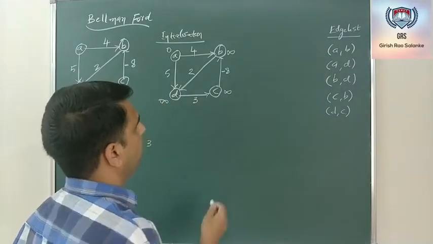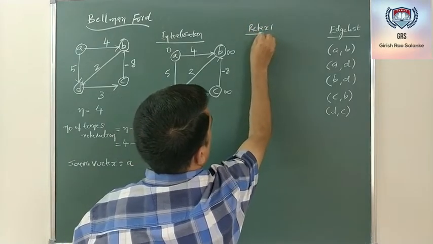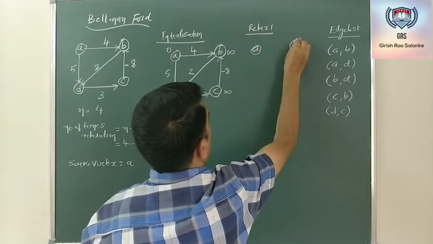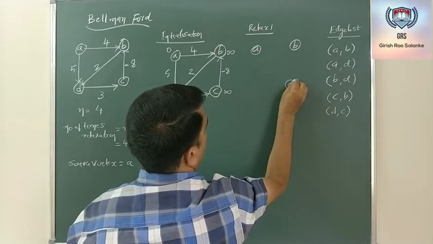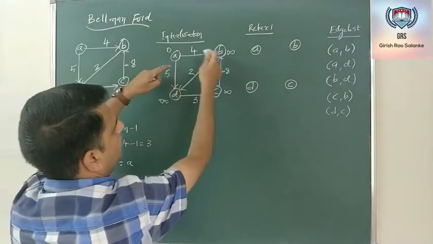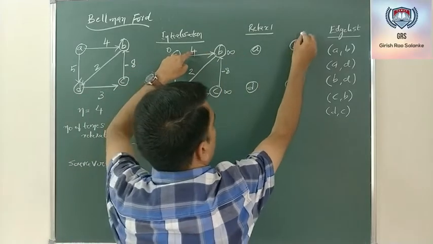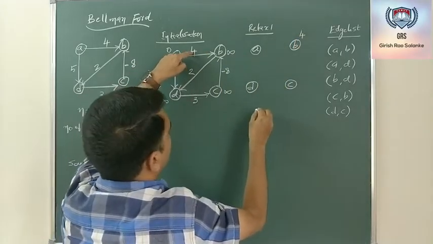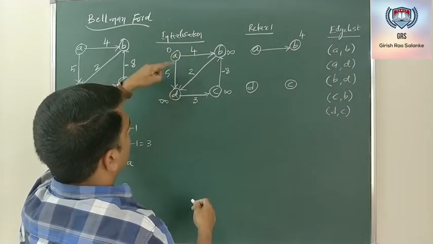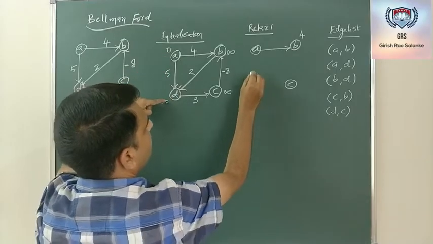Let me try to do the relaxation. I'll call this relax 1. So A, B, C, D. I'll take the first edge, A to B. The distance of A is 0, 0 plus 4 is 4, and 4 versus infinity, so I change infinity to 4. Next, A to D: it is infinity, 0 plus 5 is 5, so this gets updated to 5.